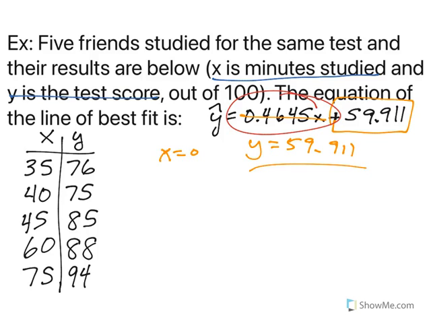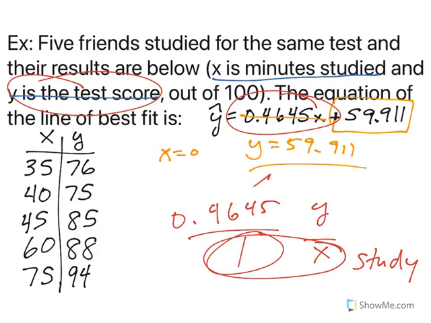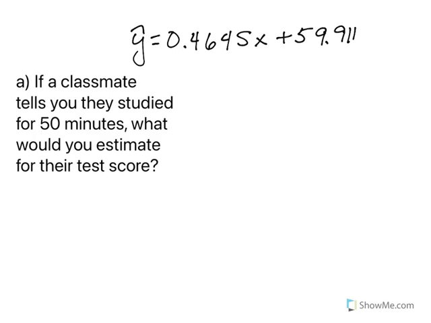The slope, 0.4645, if we make it a fraction, we know that slope is the change in Y over the change in X, and Y is the test score. So for every minute you study, because that's what X is, so for every 1 minute you study, your score is going to go up by half a point. So if you study for 2 minutes, your score is going to go up about 1 point. That's pretty good. Okay, so that's what the slope means. All right, now let's play with this.